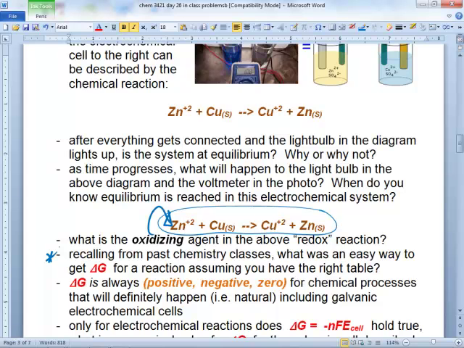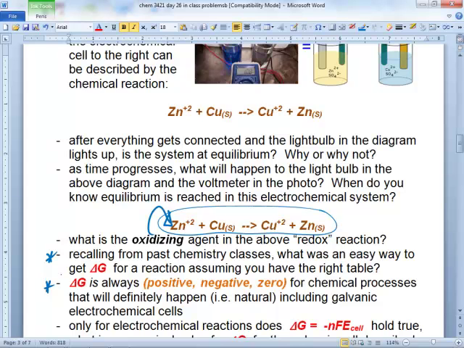Okay. Delta G. This Gibbs free energy, it's called, is always blank for chemical processes, Miranda, that will definitely happen. They're natural. Delta G is always, what was the trend?